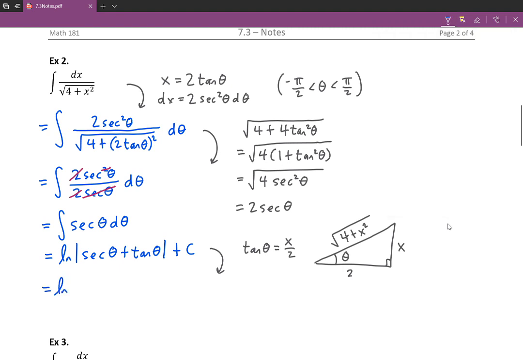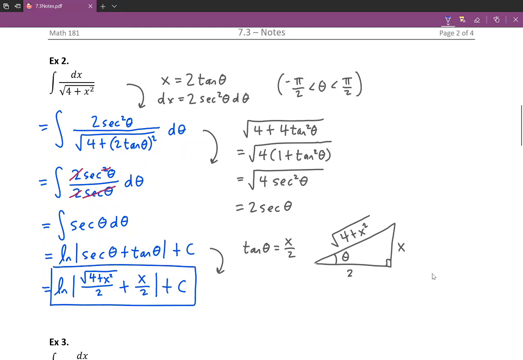So now that we have our triangle set up, we can get things like secant theta. Let's see, secant theta, I always think of it as the reciprocal of cosine. So if cosine is adjacent over hypotenuse, secant will be hypotenuse over adjacent. So it'll be the square root of 4 plus x squared over 2. Then we have tangent theta, which is just x over 2. Close the absolute value bar, put the plus c, and we are done with example 2.